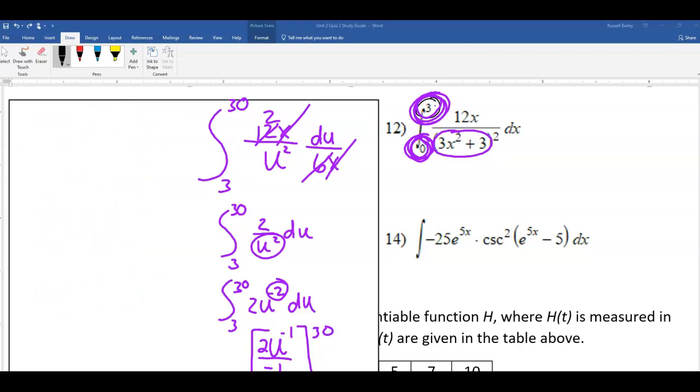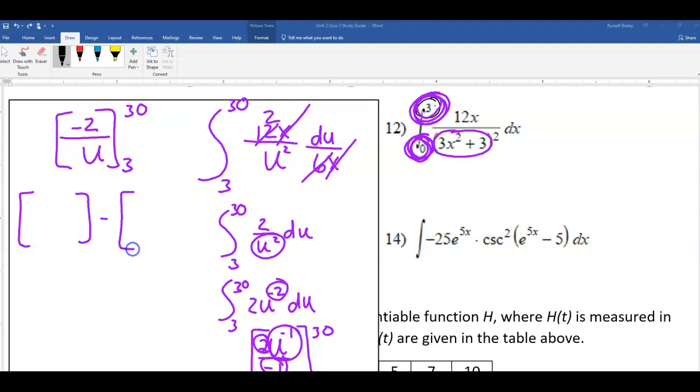Now we're ready for simplifying this a little bit. That u to the negative 1, I'm going to move that to the bottom of the fraction. Also, if you do 2 divided by negative 1, it just becomes negative 2. Now we're ready to go ahead and do our fundamental theorem of calculus, where you plug in each of the limits and subtract them. So I'll go ahead and plug in the 30 and the 3.